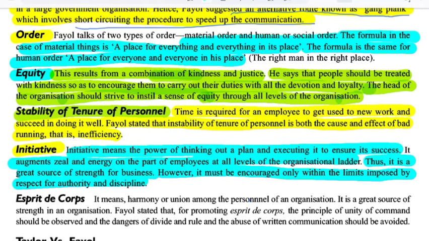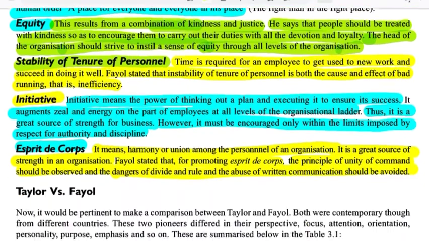Esprit de corps means harmony or union among the personnel of an organization. It is a great source of strength in the organization. There should be harmony among the personnel of the organization, and it will be a great source of strength. Fayol stated that for promoting esprit de corps, the principle of unity of command should be observed, and the danger of divide and rule and abuse of written communication should be avoided.